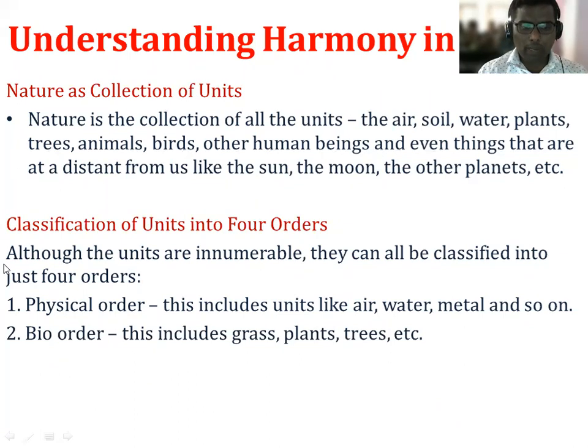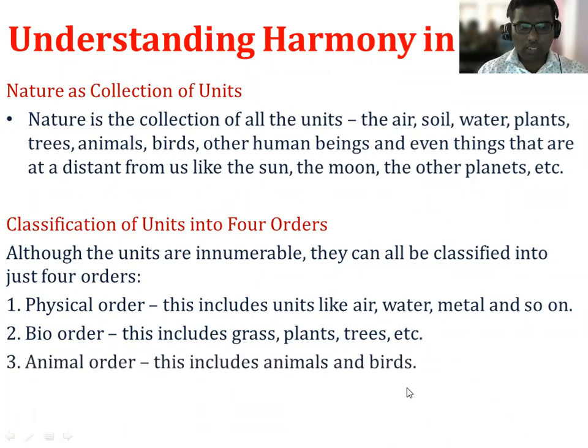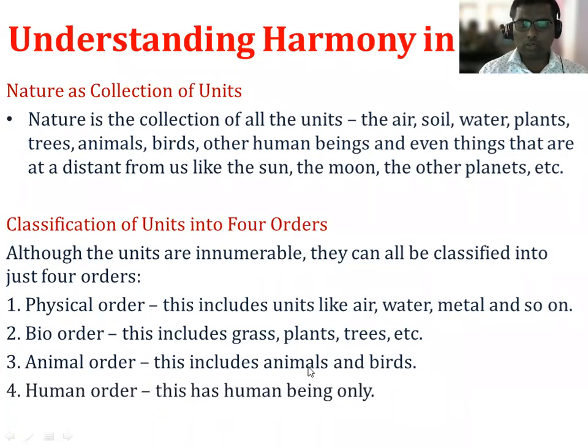The second order is the bio order, which includes grass, plants, trees, etc. The third order is the animal order, which includes animals and birds. Now, living beings or birds come in this. And the last order, we call it the human order.